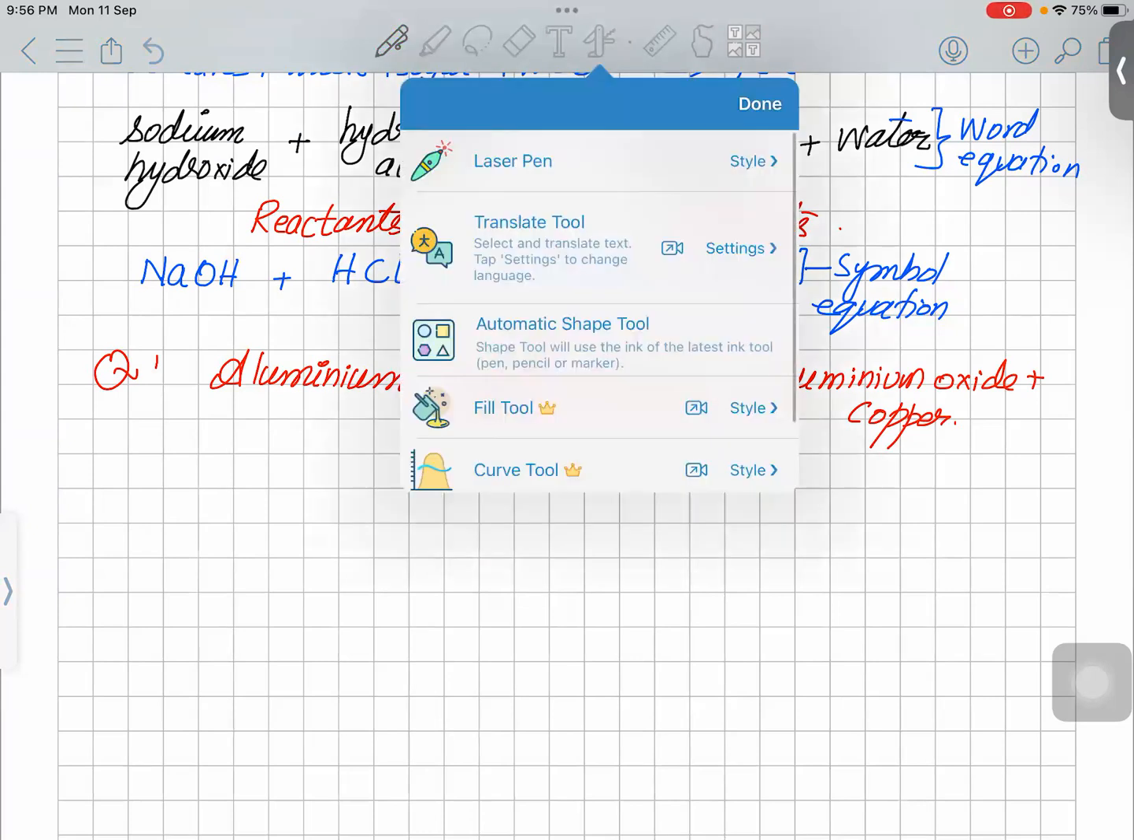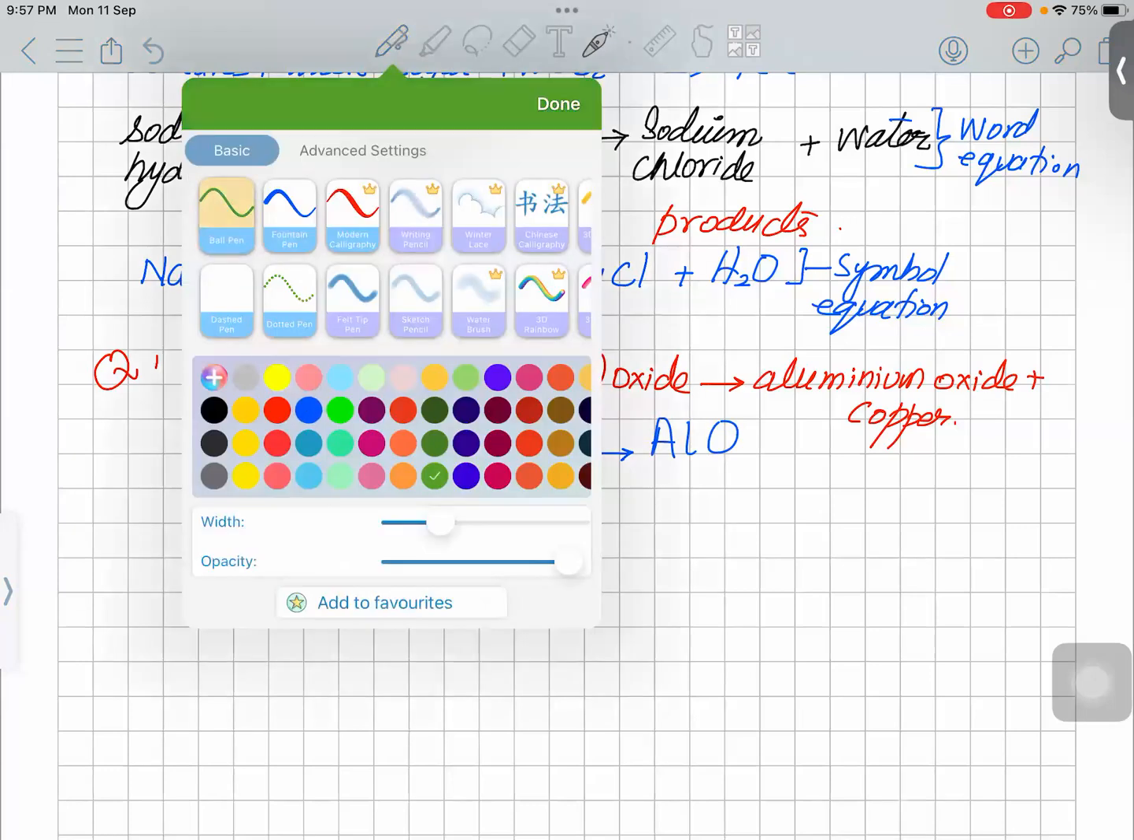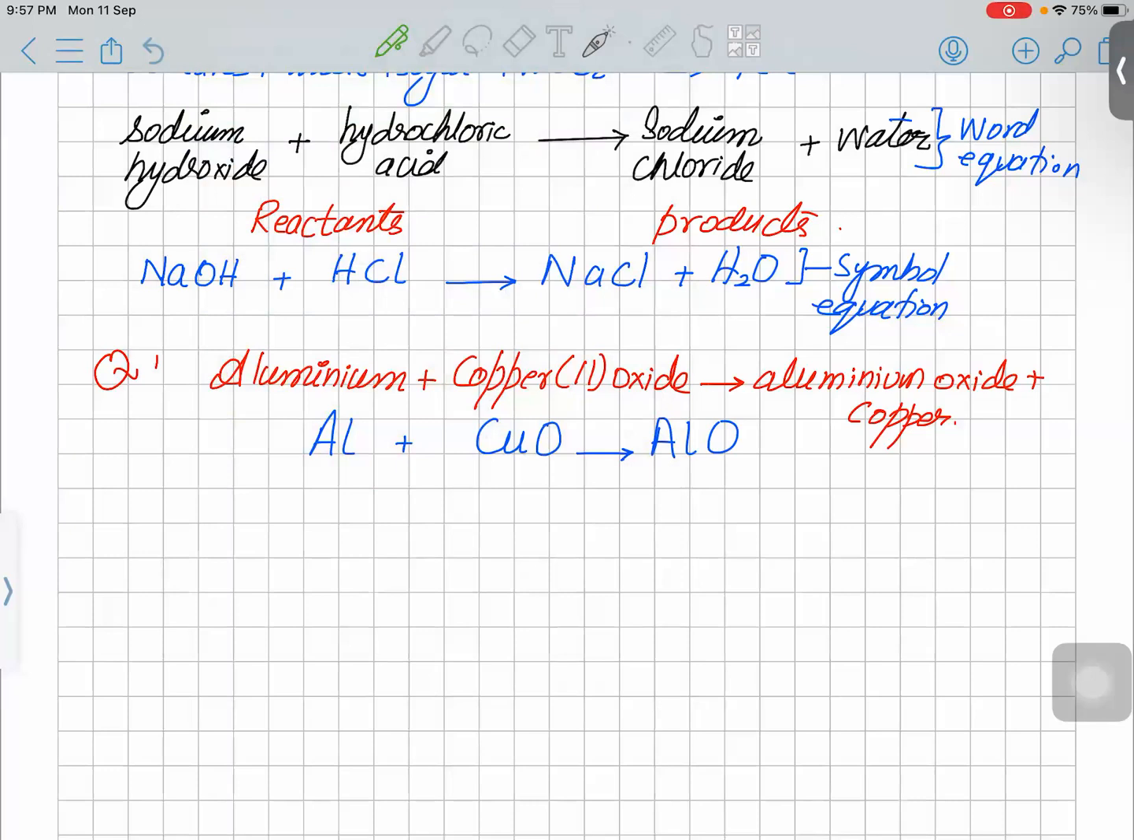Yes, what is the symbol of aluminium? Al, sir. Al. Very good. Now, what is copper oxide? What is the symbol of copper? Sir, copper oxide is CuO. CuO, correct. Now, what is the formula of aluminium oxide? Now, can you tell me the group number of aluminium? What is the group number of aluminium? Sir, 3. 3.